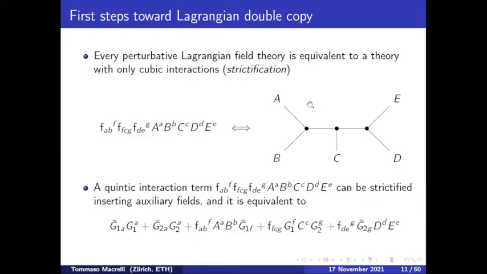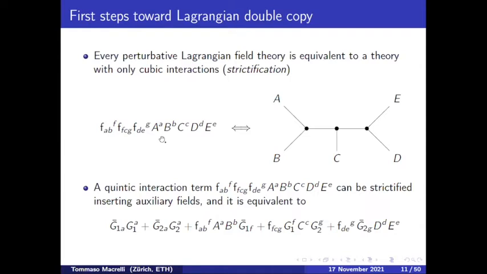So the idea is just to insert auxiliary fields to strictify, to make the action at most cubic. Let's consider, for example, an action with a quintic term expressed in terms of some structure constants related, say, to a Lie algebra. We have the following quintic term, where we have fields here and structure constants here. Now, the structure constants imply a particular diagram structure for this term, and this structure tells us how to proceed with strictification.